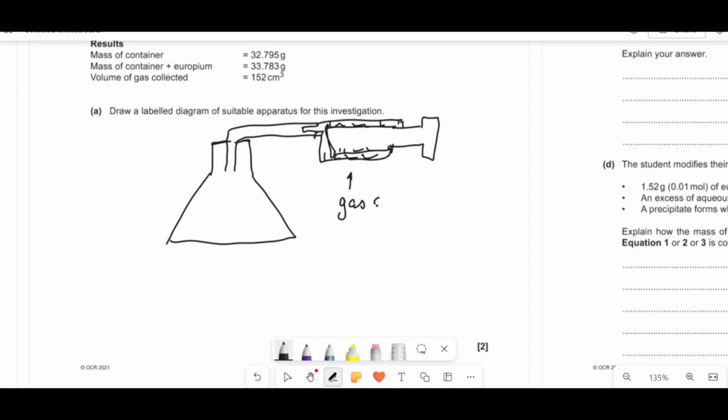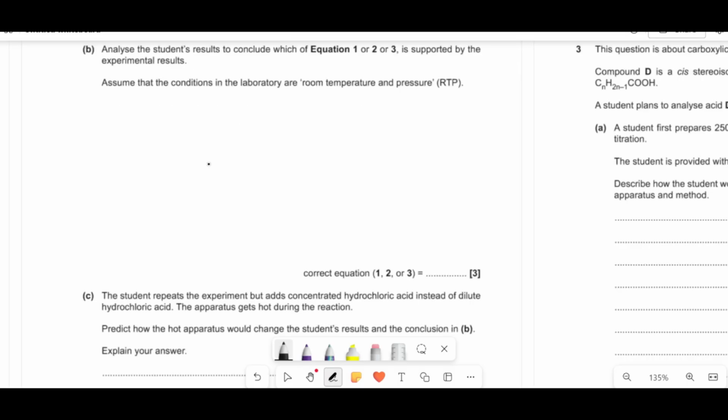So here, a gas syringe, and it's a closed system because there's a bung there. You don't necessarily have to write the word bung, but the idea is you need to show that it's a closed system so no gas is leaking out anywhere else, which I've tried my best to draw there. So now it says, analyze the student's results to conclude which of 1, 2, or 3 is supported by their results. And it says, assume that the conditions are at room temperature and pressure.